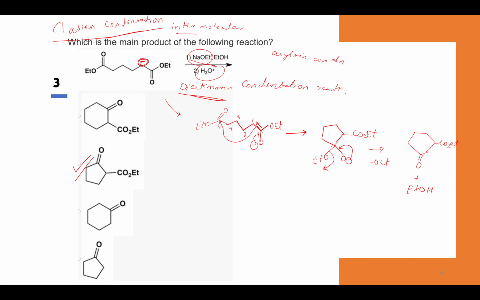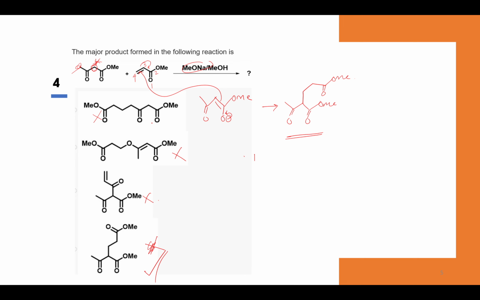Dieckmann condensation. Here the base will abstract the proton from here, and it will form an enolate. Then the enolate will attack the carbonyl center here, and it will form a 5-member cyclic ring. Then after formation of the 5-member cyclic ring, this negative charge will push here, and the OEt group will knock out, and it will take up the proton to form ethanol, and we'll get this as a product. We have discussed this. And according to our mechanism, the correct option is option number 2.